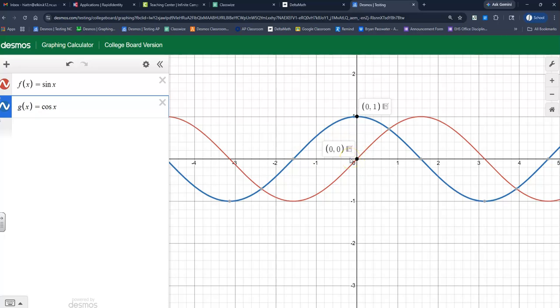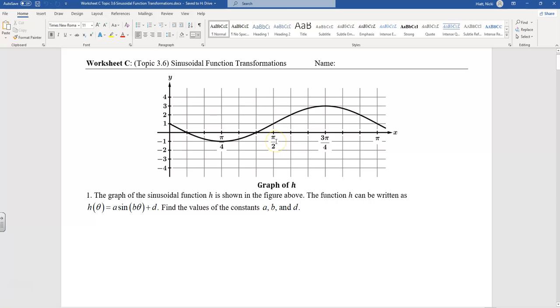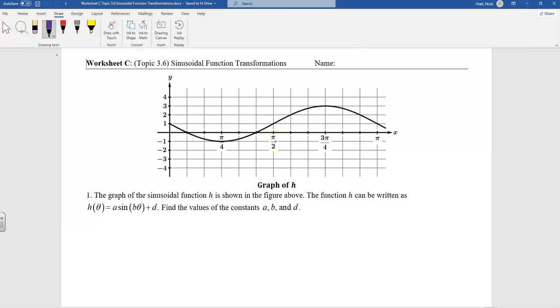Now, when we start shifting things, this may not be 0, 0, and 0, 1. But sine has a y-intercept at the midline if it has not been shifted left or right. And cosine has a y-intercept at a maximum point there. So, for these first two questions that you have here, the midline of this graph right here would be right here. Now, sine typically has a y-intercept at the midline, which is what is happening here.